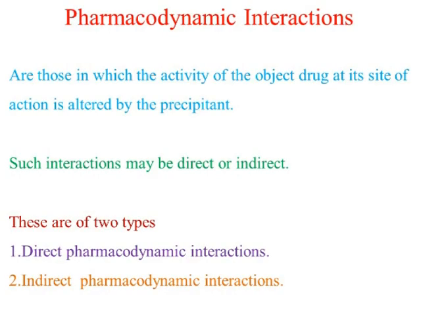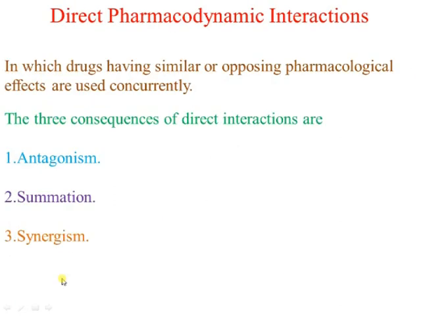Now if that was about pharmacokinetics, we also have something called dynamic interactions. The word dynamic again points to what the drug does to the body. So we can have two kinds of dynamic reactions: direct pharmacodynamic interactions, or indirect pharmacodynamic interactions. Direct interactions are of three types.